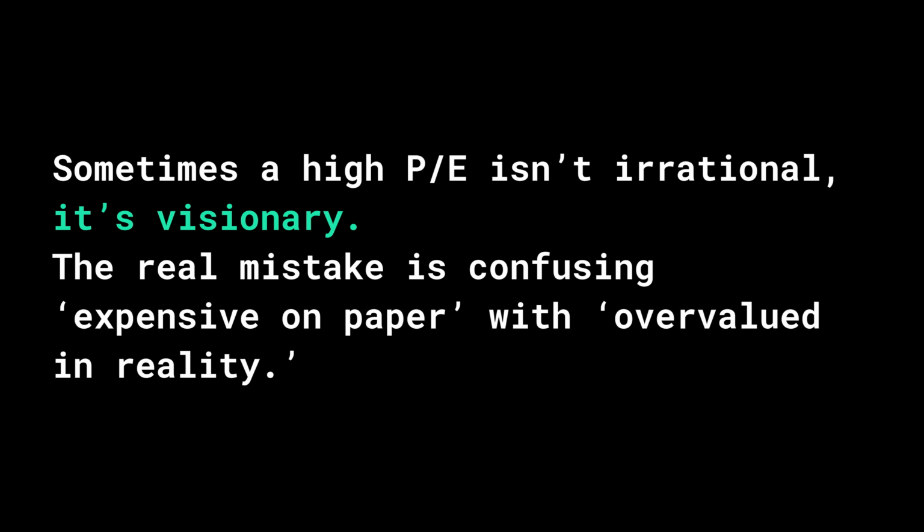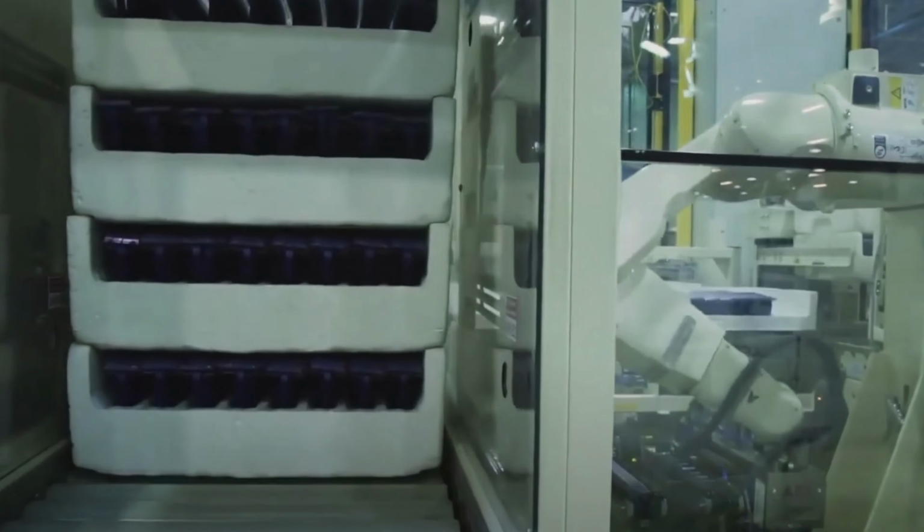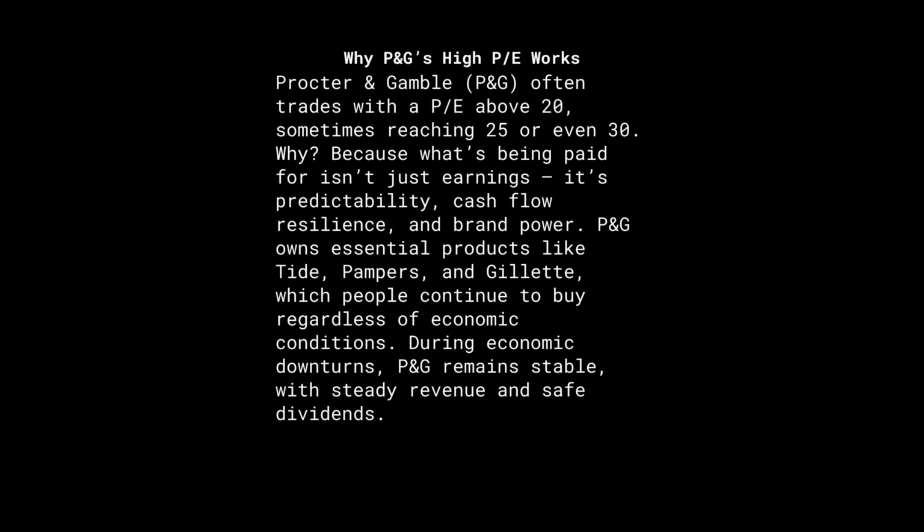Now let's talk about a different kind of high PE, the kind that comes from stability and quality. Look at Procter & Gamble. The company rarely trades below a PE of 20. In fact, during some periods, the PE hits 25 or even 30. And yet, investors still keep buying.